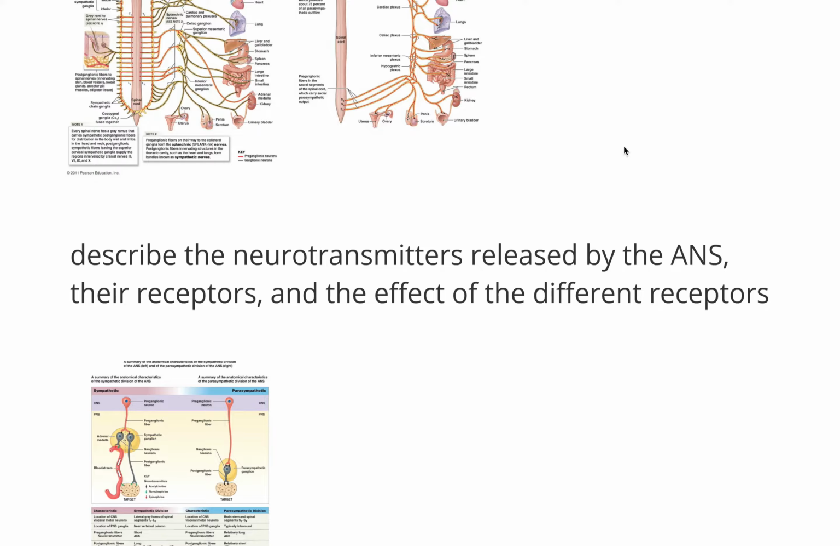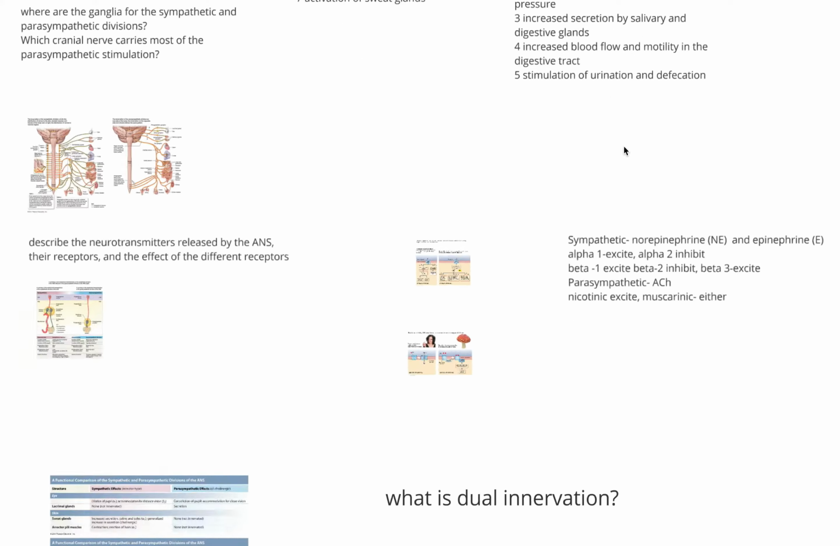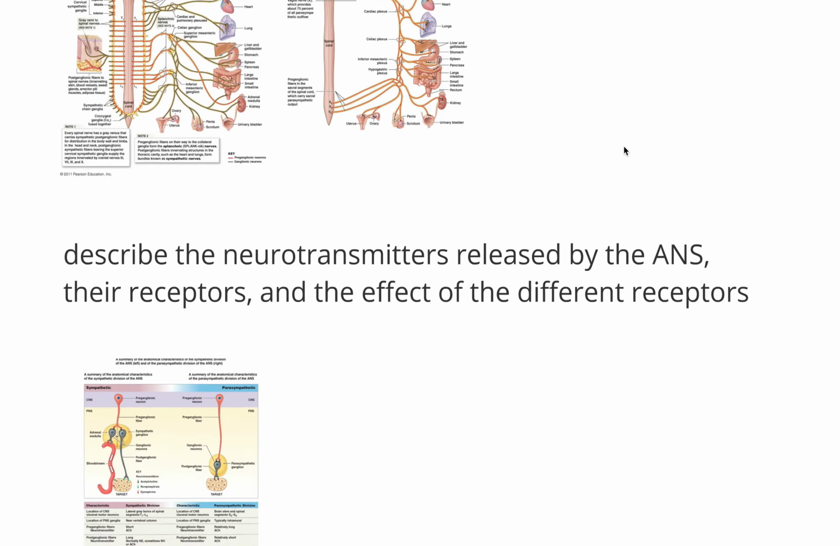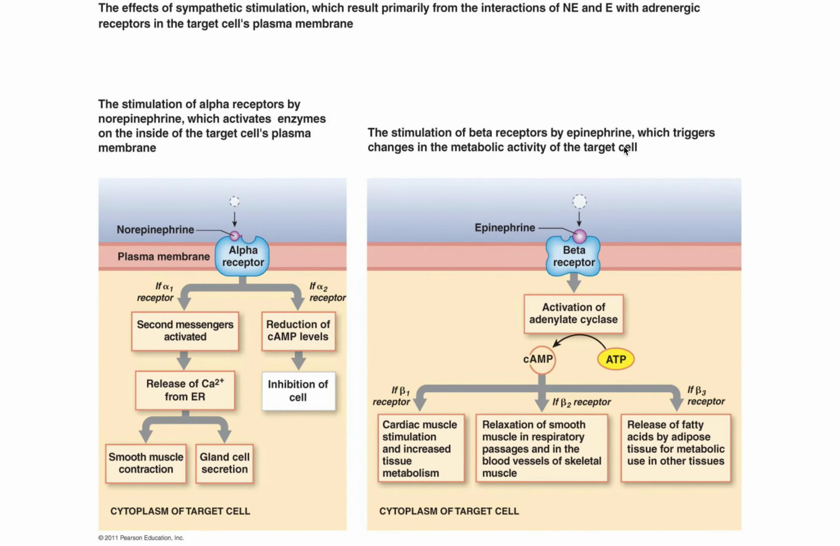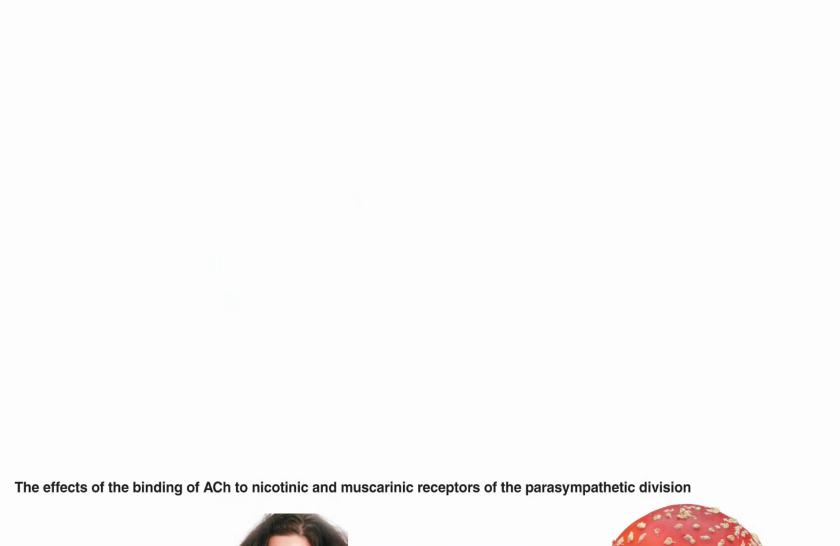Then we need to describe the neurotransmitters released by the ANS, their receptors, and the effect of different receptors. So this figure sums it up. The different neurotransmitters, this is showing norepinephrine and epinephrine, and depending on the type of receptor, they can have different effects. I'll summarize that in a second.